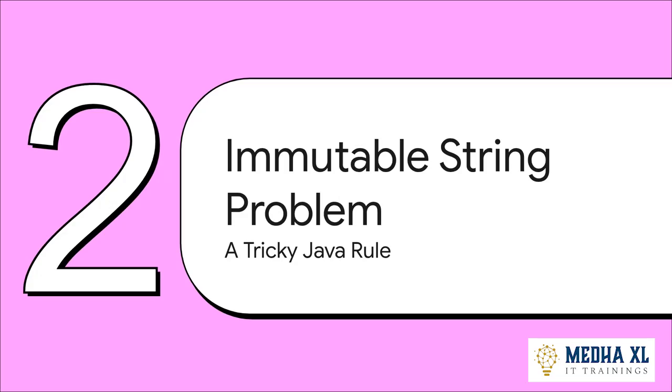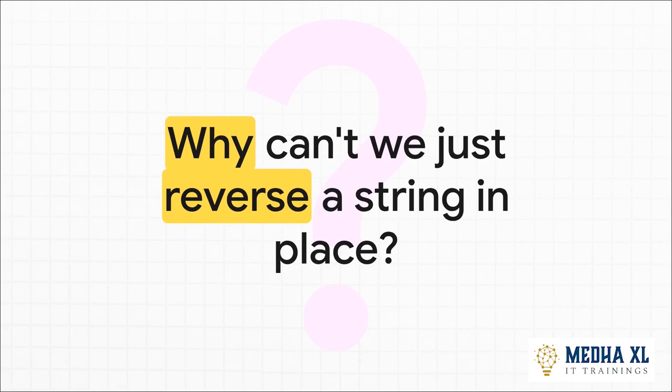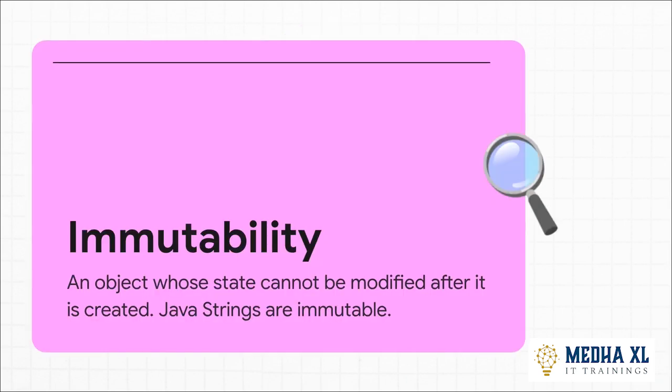Okay, now for the plot twist. Here's the thing. You can't just swap the letters in a Java string. There's this one really important rule in the language that just gets right in the way. So, that brings up the big question, right? Why can't we just reverse a string in place? I mean, if we have a string, why can't we just shuffle its characters around? Well, the answer comes down to one single, powerful, and yes, sometimes tricky concept in Java. And that concept is immutability.